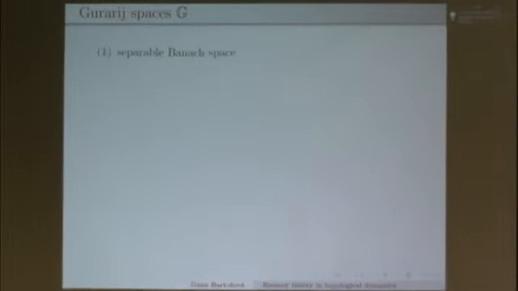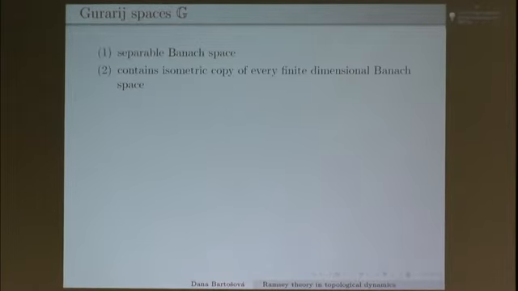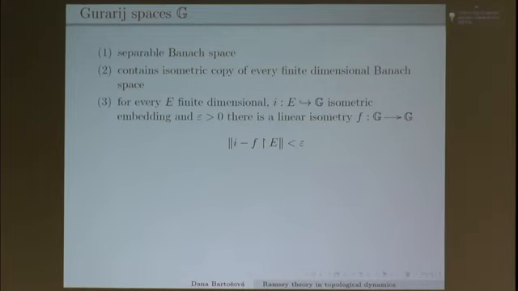Okay, so let me introduce these objects just so that we have an idea what we are talking about. So Gurari space is a separable Banach space. It is universal for all finite dimensional Banach spaces. And it's approximately ultra-homogeneous. There is no exactly ultra-homogeneous separable Banach space for finite dimensional embeddings, but approximate homogeneity we can get. Well, what does it mean?